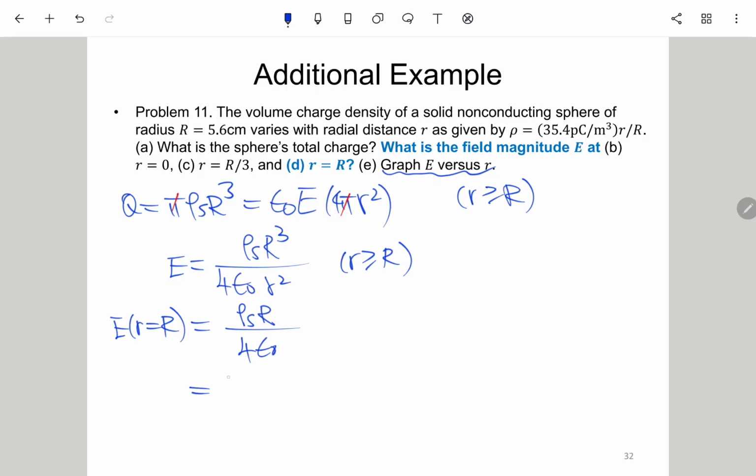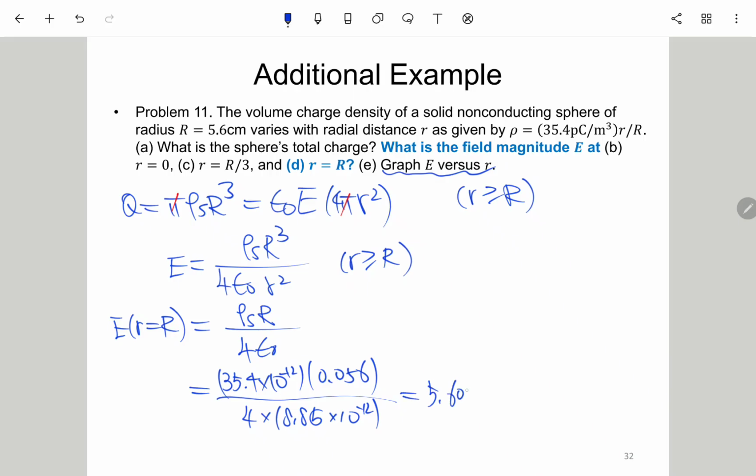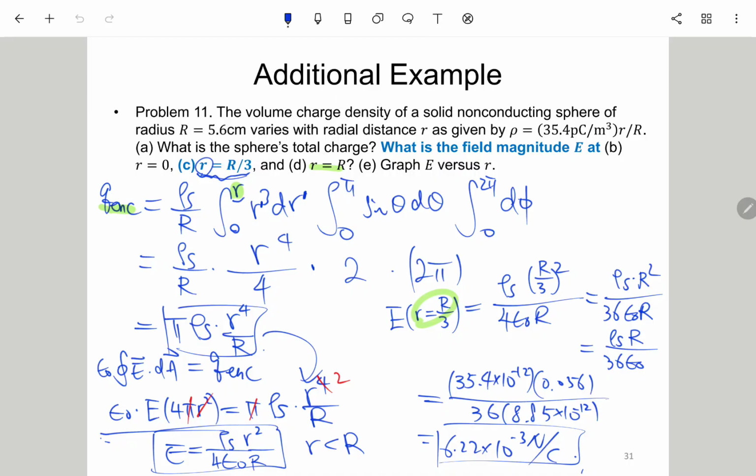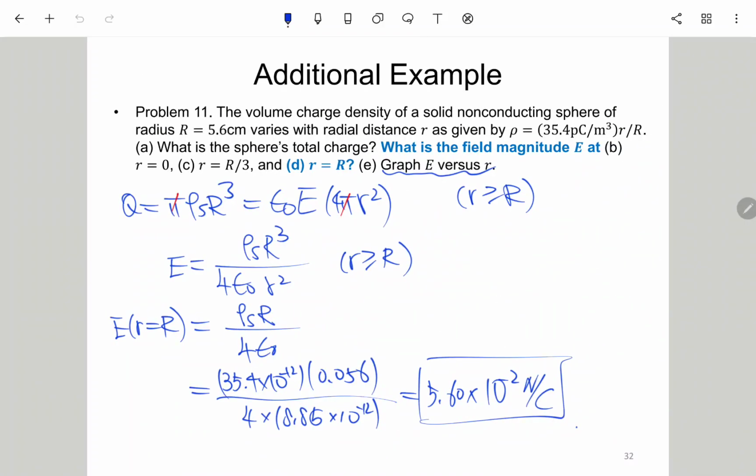And then we can plug in the numbers. Rho s is 35.4 times 10 to the negative 12, and then 0.056, and then over 4 times 8.85 times 10 to the negative 12. I already remember all the numbers. So it turns out to be 5.60 times 10 to the negative 2 Newton per Coulomb. So question D will be easy because we already calculated the total charge.